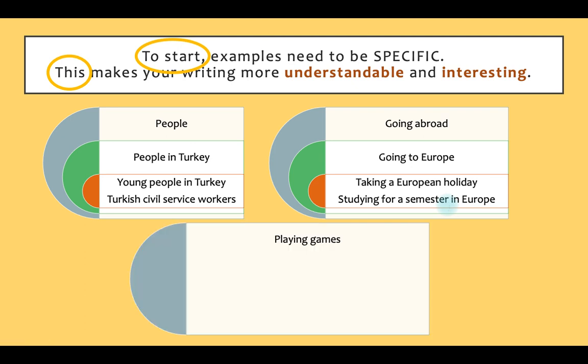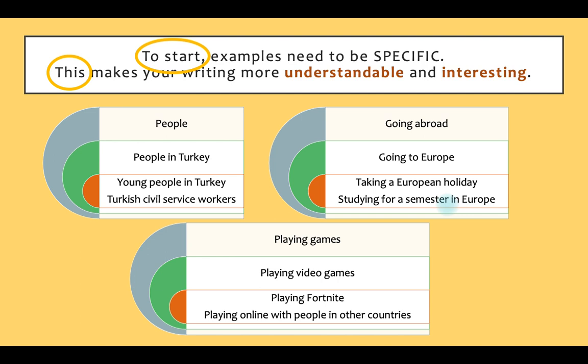Here's one more example. Playing games. You think about playing games, it's a huge category of possibilities. We can narrow it to playing video games. How could we narrow it even more? Say the name of a game, playing Fortnite, or talk about a particular way that you play, playing online with people in other countries. So we always want to try to write about things in a very specific way with this type of focus.